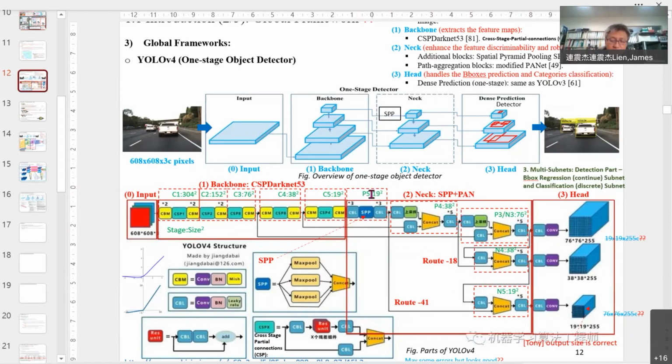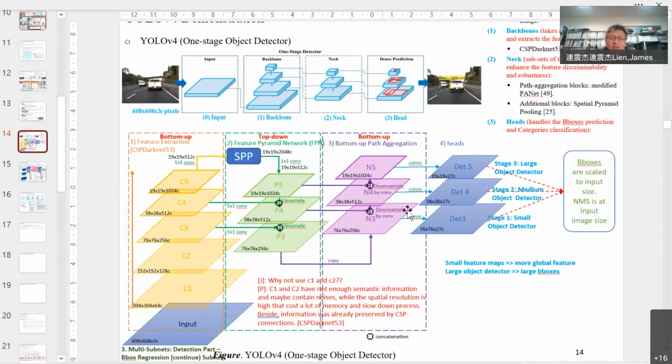We have the pyramid network P5, P4, P3. So upsampling here, upsampling here, and we copy P3 to N3. So here is the network. This one is downsampling again. So this part is the N part. P is upsampling, N is downsampling.